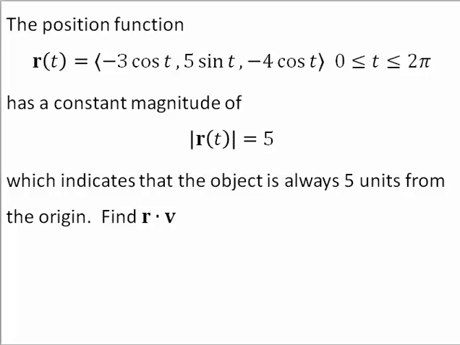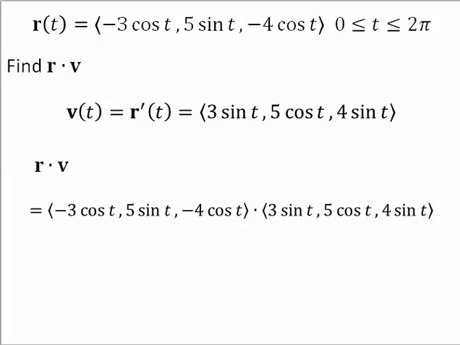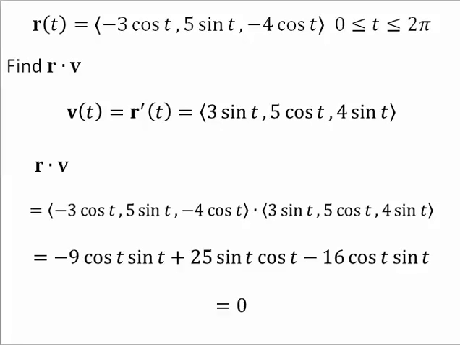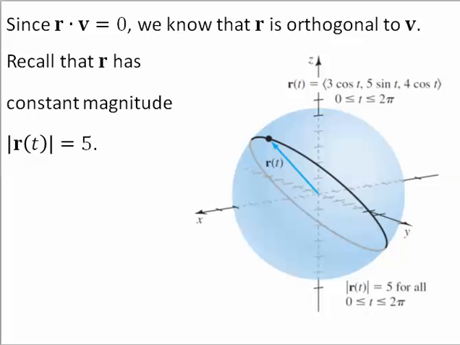Since the position function has a constant magnitude of 5, we know that the object is always 5 units from the origin. Let's find the dot product of r with v. First we find the velocity vector and then set up the dot product. And we discover that the dot product is equal to 0. Since the dot product is equal to 0, we know that the position function is orthogonal to the velocity function.